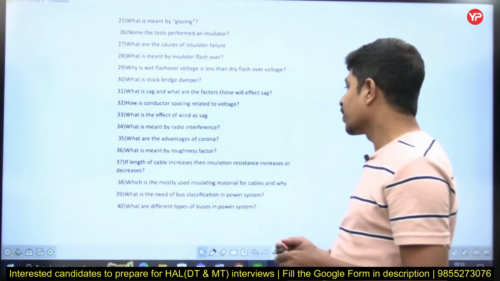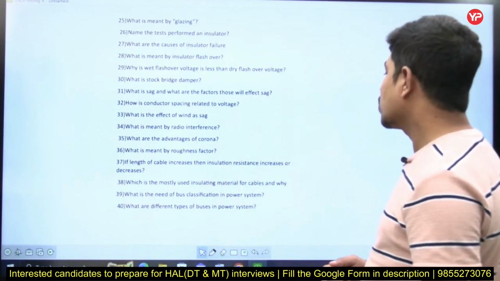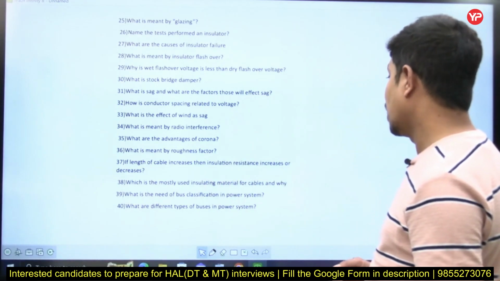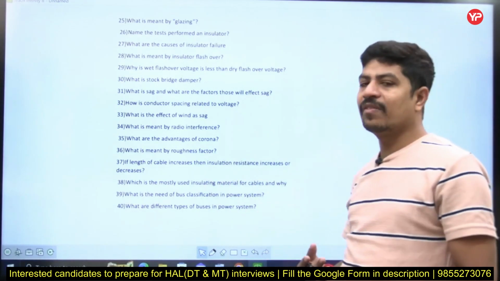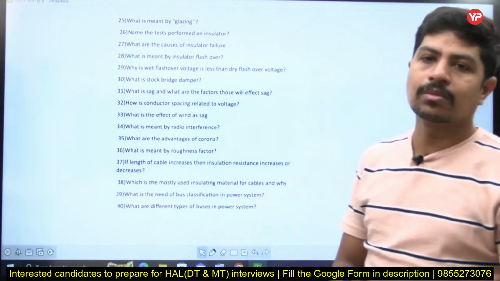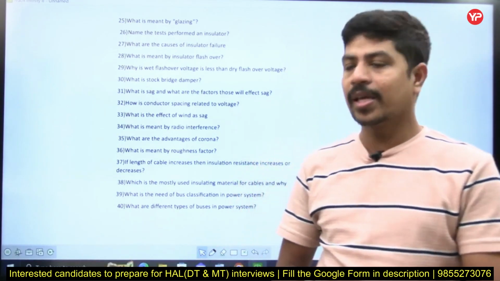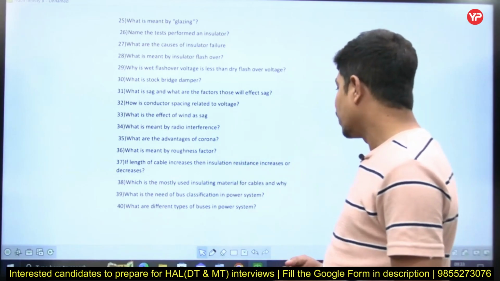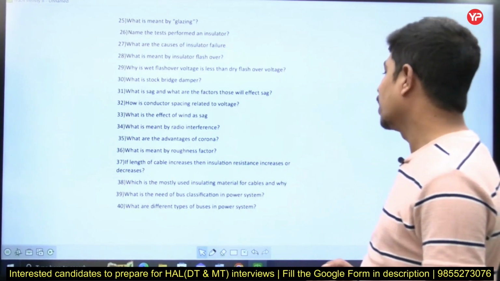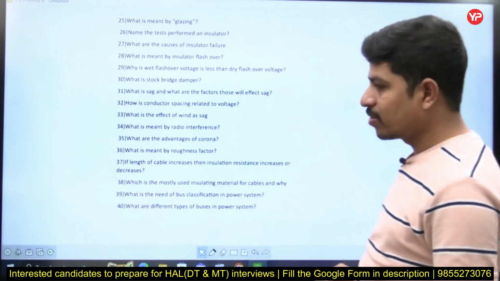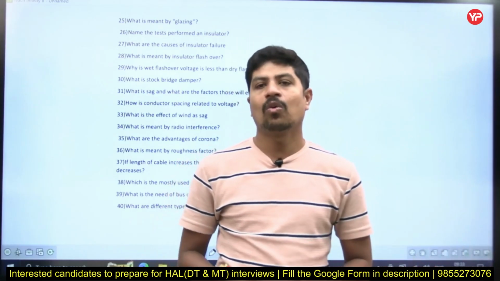Next, which is the most commonly used insulating material for cables and why? There are different types of materials to manufacture the insulation in cables. What is the need of bus classification in a power system network, and what are the different types of buses in a power system network? The last two questions are from load flow studies.